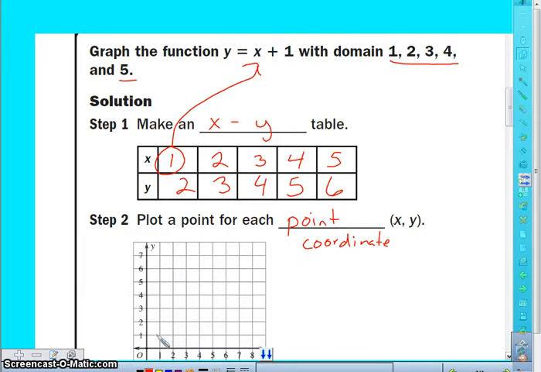Now we're going to plot these points: (1, 2), (2, 3), (3, 4), (4, 5). Notice I'm not going to draw a line to connect these because it gave me specific domains. If it didn't give me specific domains, I would be able to draw a line. But because it just wants it when x is 1, 2, 3, 4, and 5, it's just the points. Oh, I forgot (5, 6). There you go, so it's got those 5 points.